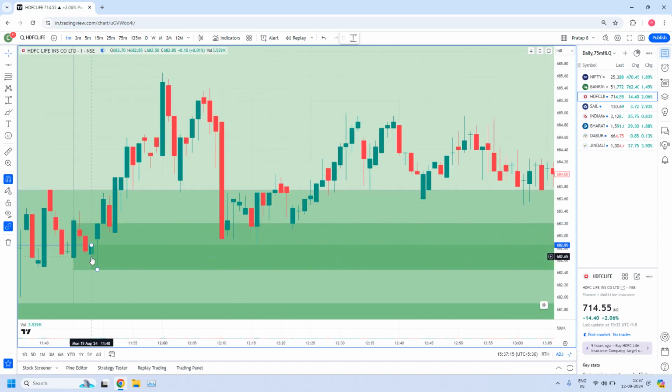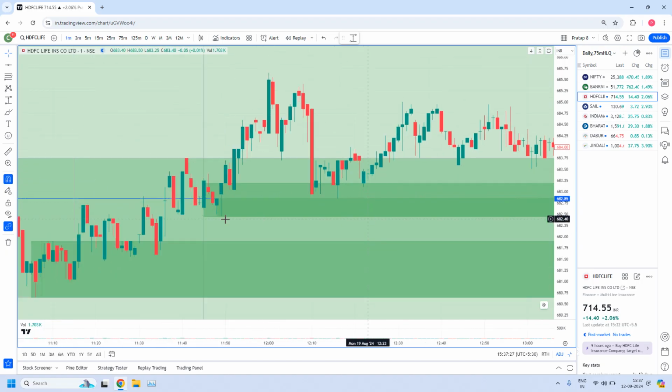Prices didn't even go inside this zone. See, what is the high of this zone? 682.85. What is the low of this candle? 682.85. Exactly at 682.85 at the proximal. The risk is minimal. There is nothing wrong in trying once again when prices reach here.